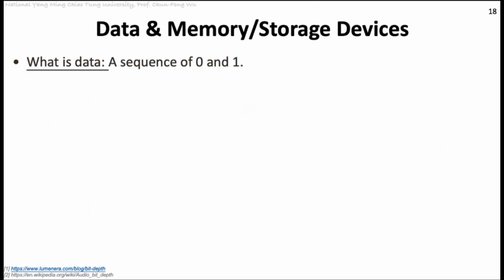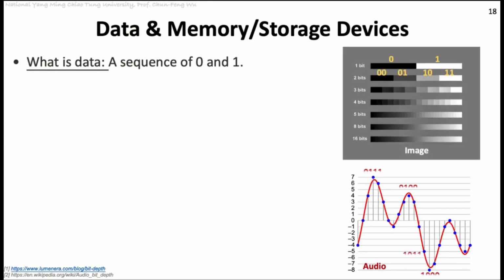So after giving you a brief introduction about how the CPU accesses memory and the storage device, let's talk about what data on a memory or storage device is. The data is a sequence of 0s and 1s. For example, if there is a binary image, then 0 means black and 1 means white. If it is grayscale with 2 bits, then 00 means black, 01 means dark gray, 10 means light gray, and 11 means white. So each image can be represented by a sequence of 0s and 1s.